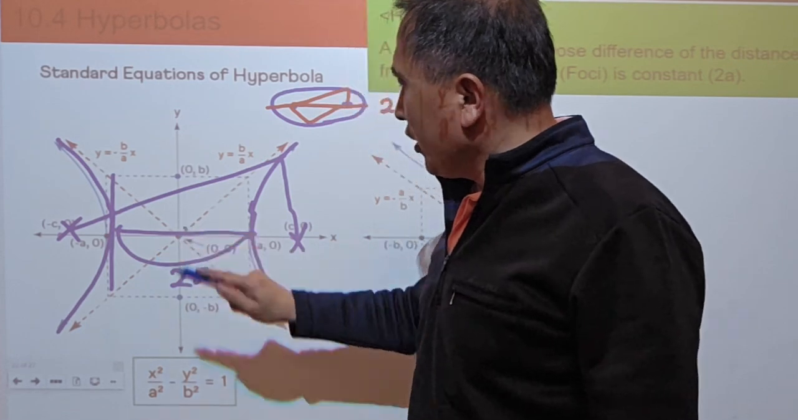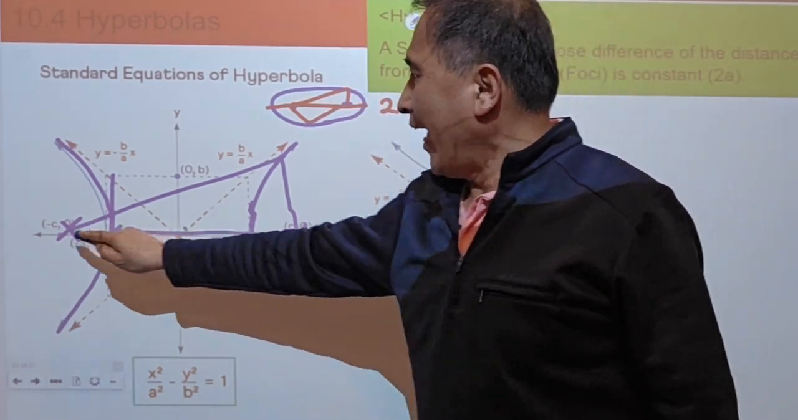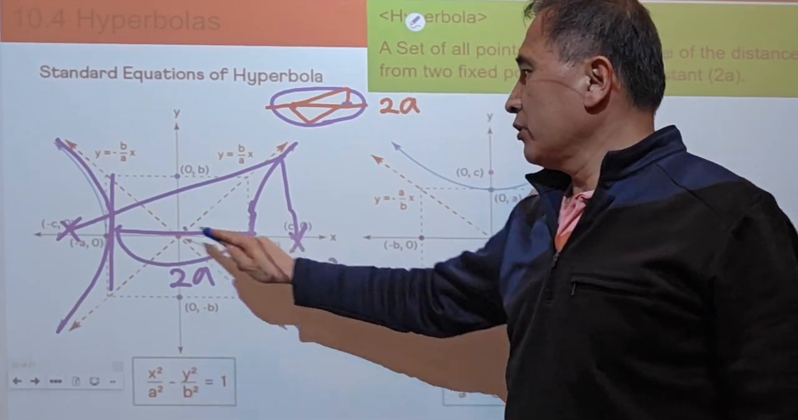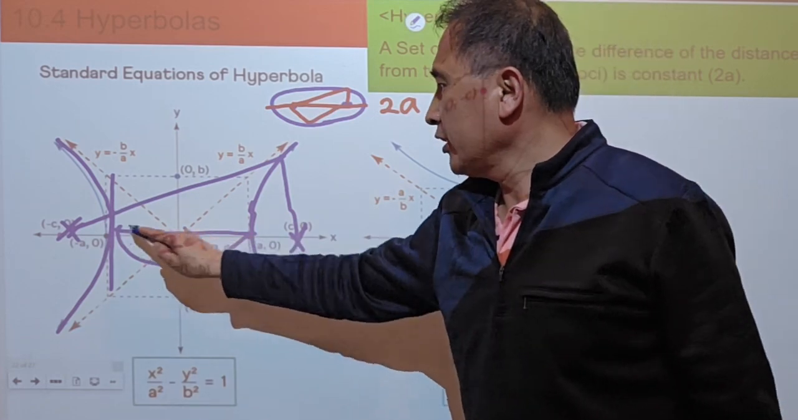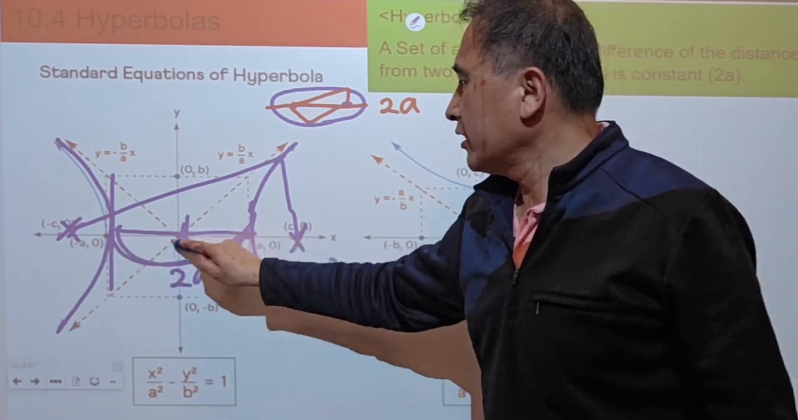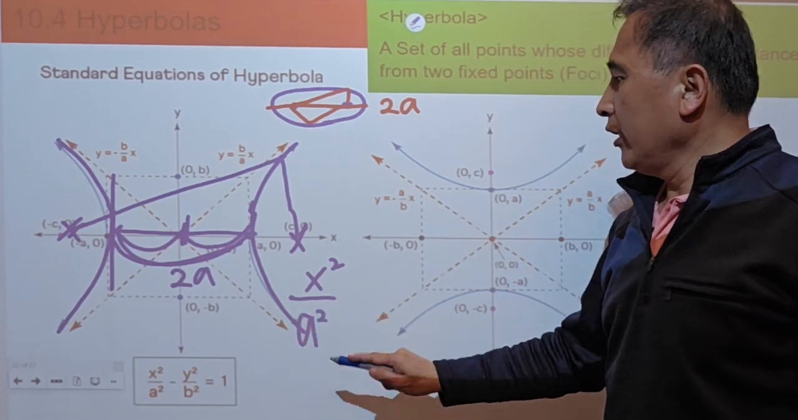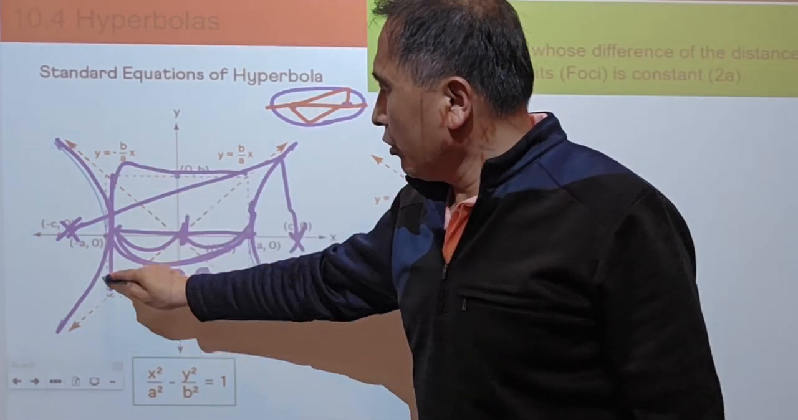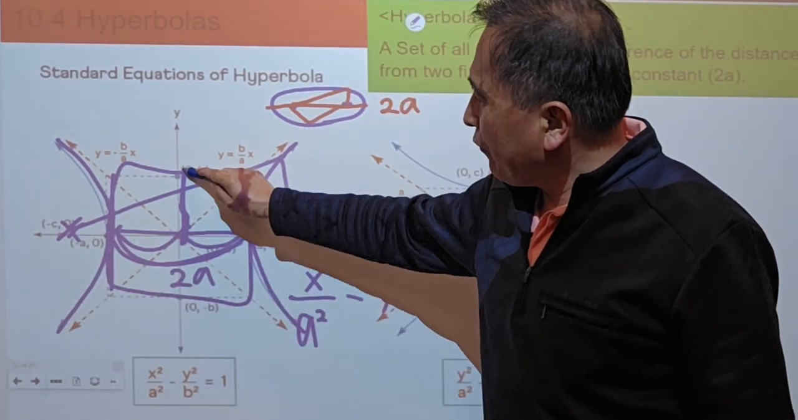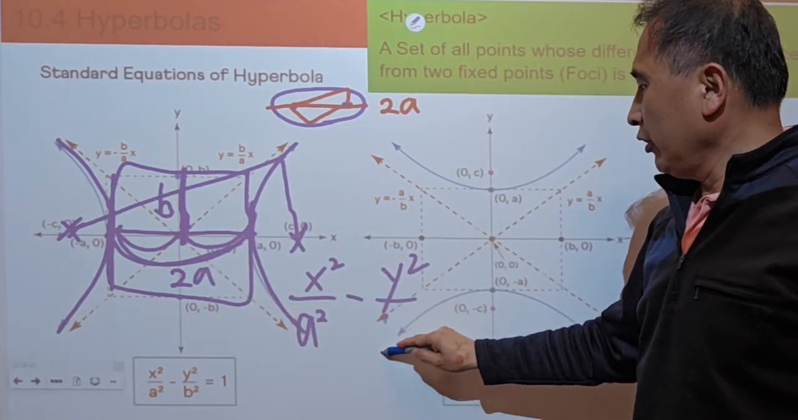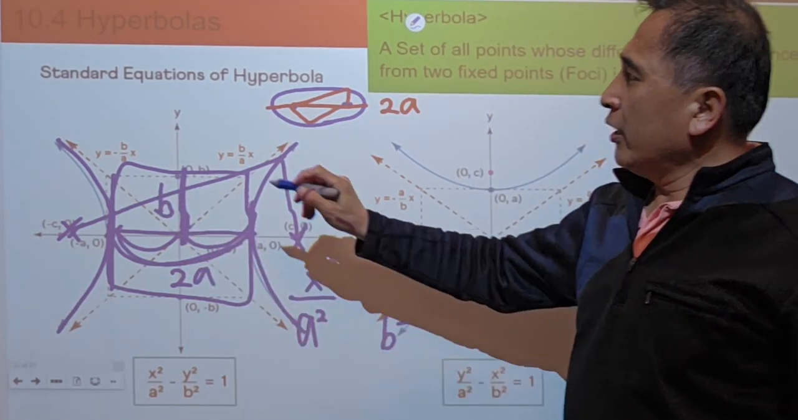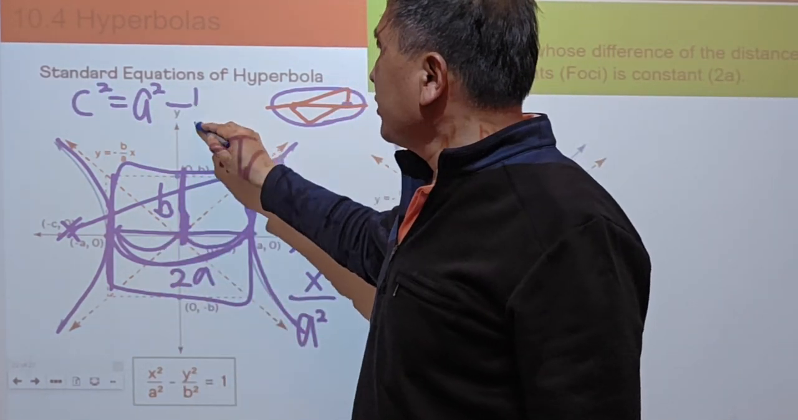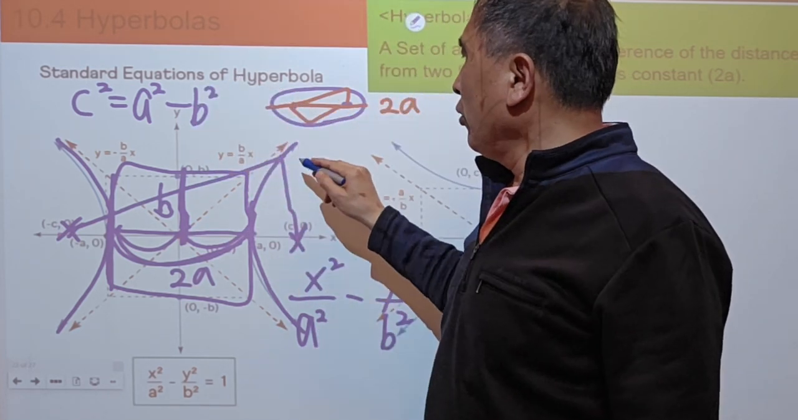So when the center is 0,0 and the foci are on the x-axis, then the formula is x squared over a squared, because on the x-axis side, this distance is 2a, one side is a. The ellipse was plus, but the hyperbola here is minus, y squared over b squared equals 1. And when you draw the rectangle, this half we call b.